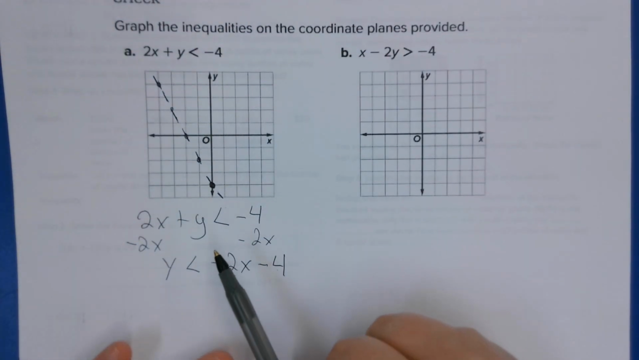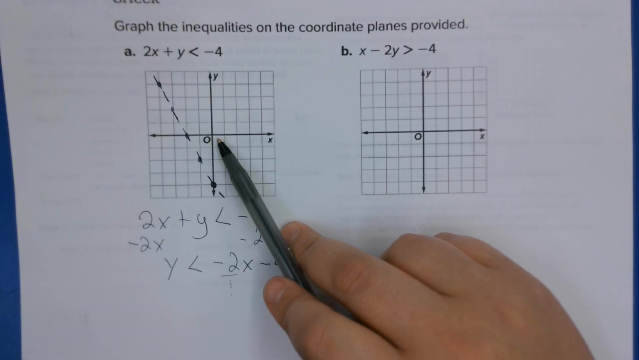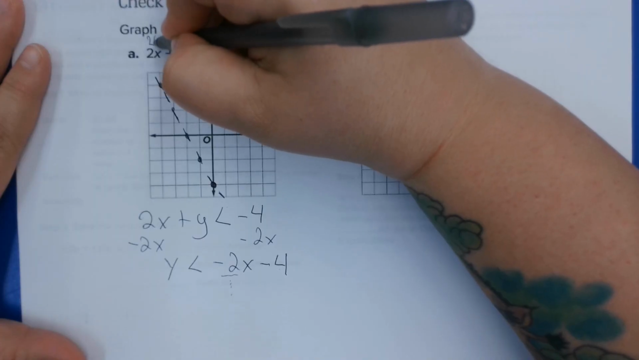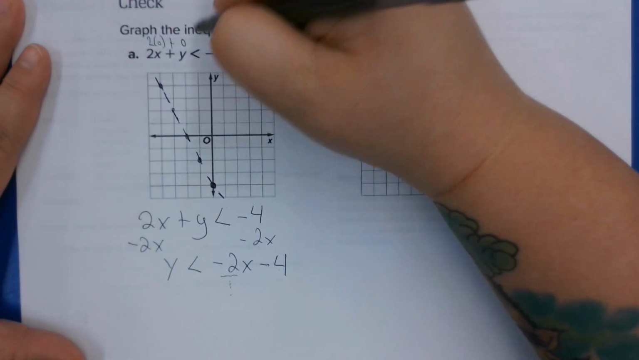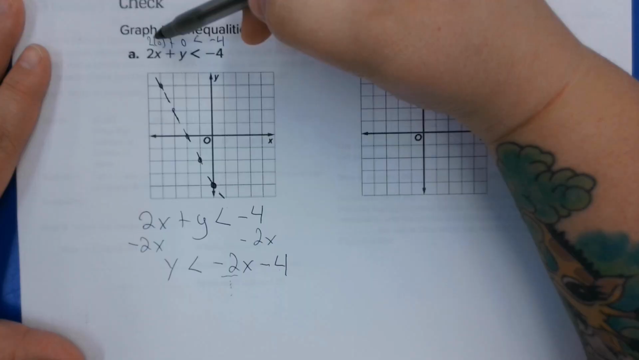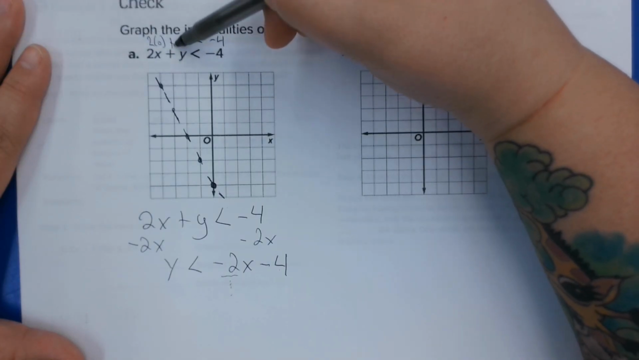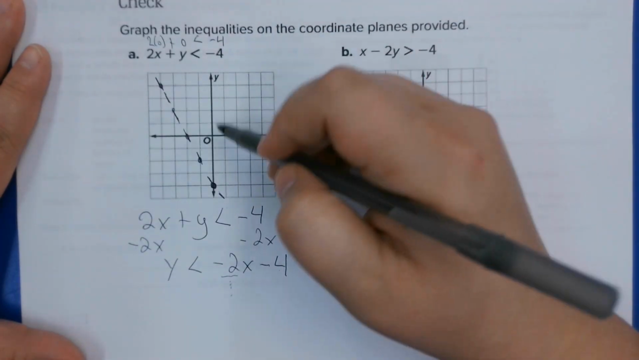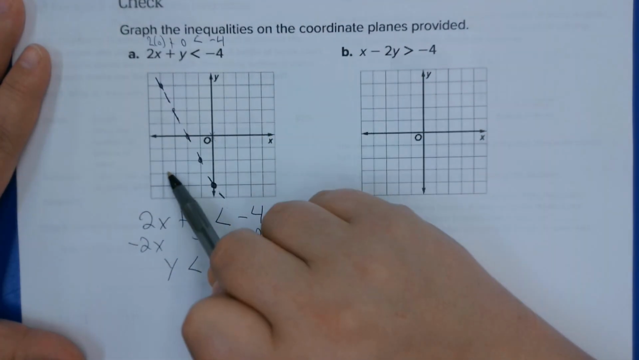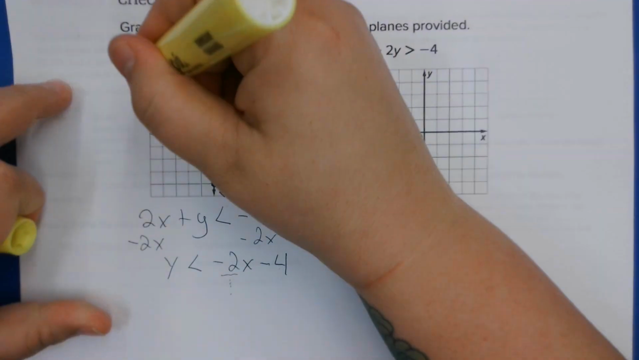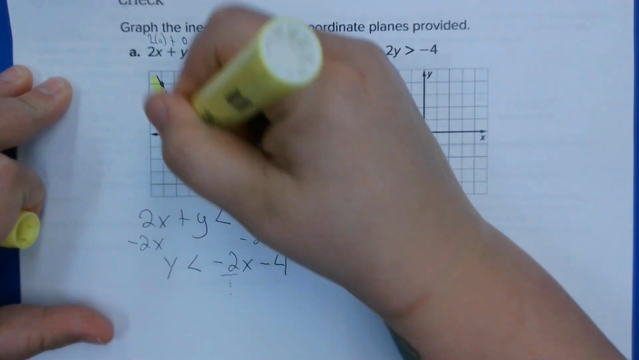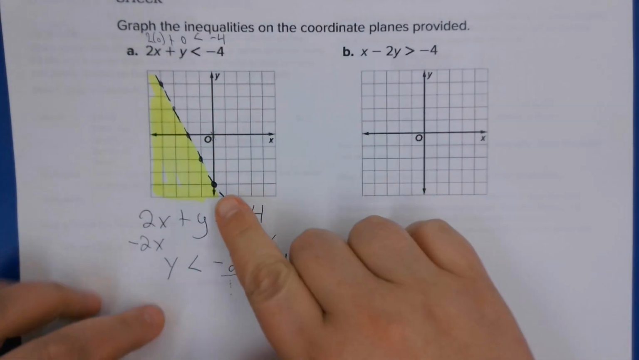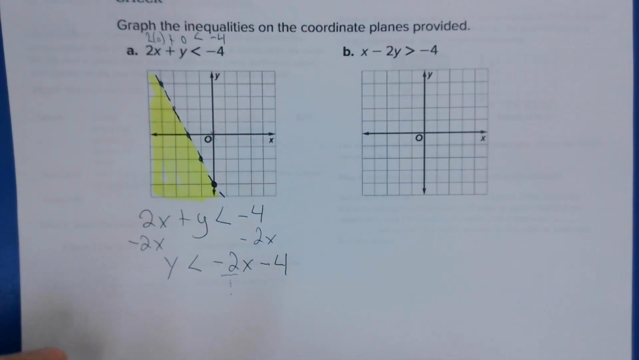And now I need to plug in a test point. I have 0, 0 here, so I can plug in 0, 0 and find out what my answer is. So I'm going to go 2 times 0 plus 0 is less than negative 4. Well, this is all 0, right? Is 0 less than negative 4? It is not. Negative 4 is smaller, so therefore this is not the side I'm going to shade. This is. So I'm going to go ahead and shade in this side. With that dashed line, that means anything on this line is not part of the answer, just the shaded portion is.